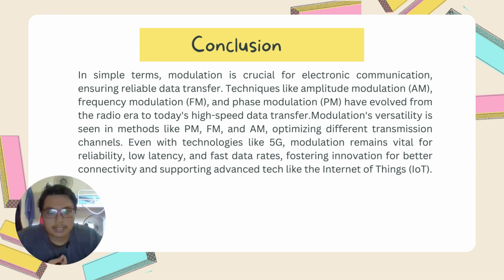In simple terms, modulation is crucial for electronic communication, ensuring reliable data transfer. Techniques like amplitude modulation (AM), frequency modulation (FM), and phase modulation (PM) have evolved from the radio era to today's high-speed data transfer. Modulation versatility is seen in methods like PM, FM, and AM, optimizing different transmission channels. Even with technologies like 5G, modulation remains vital for reliability, low latency, and fast data rates, fostering innovation for better connectivity and supporting advanced tech like the Internet of Things (IoT).